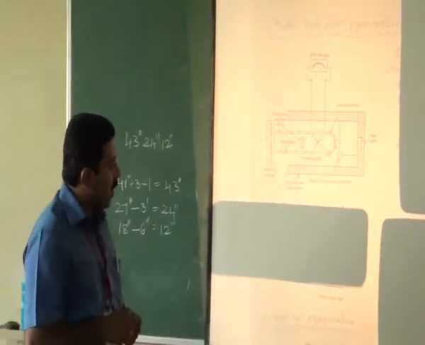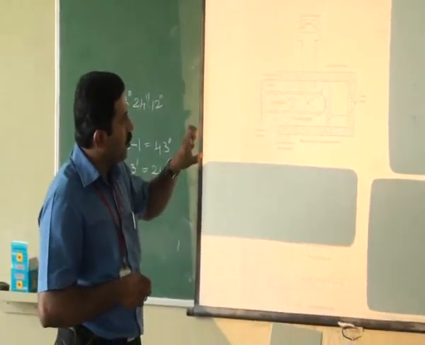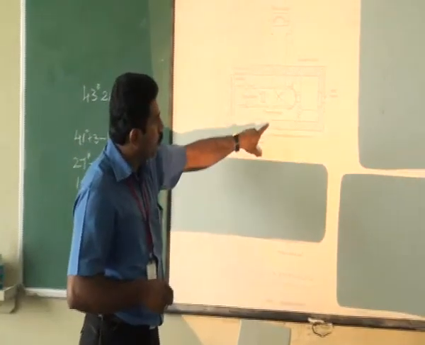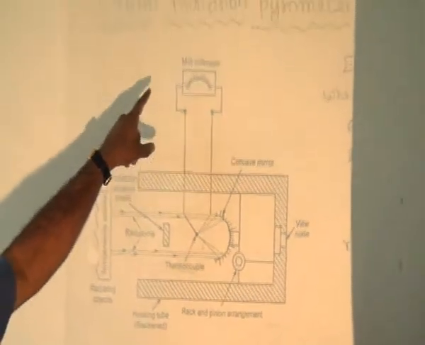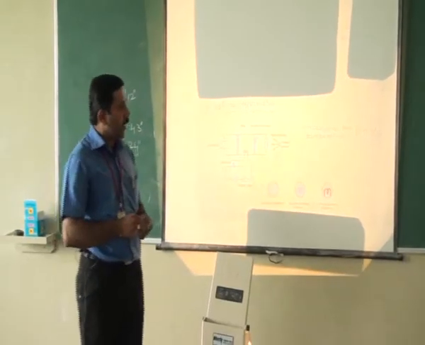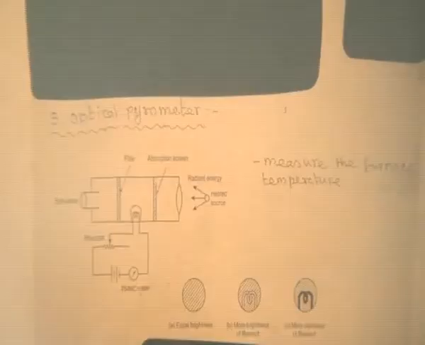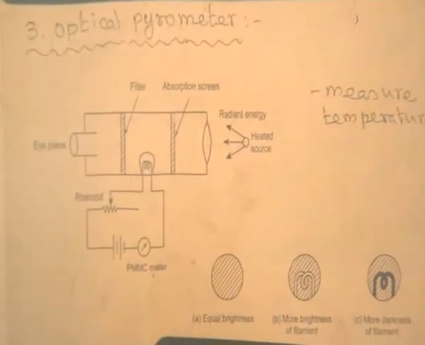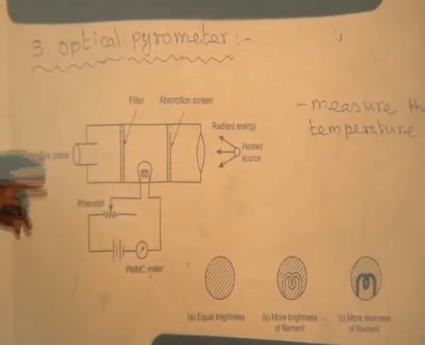And then the next one is the optical pyrometer. In the total radiation pyrometer, we only observe the radiation through the thermocouple, and from the thermocouple the value will be transferred. That is the main thing. The next one is the optical pyrometer. This optical pyrometer is used to measure higher temperature. So how can we measure the temperature optically?